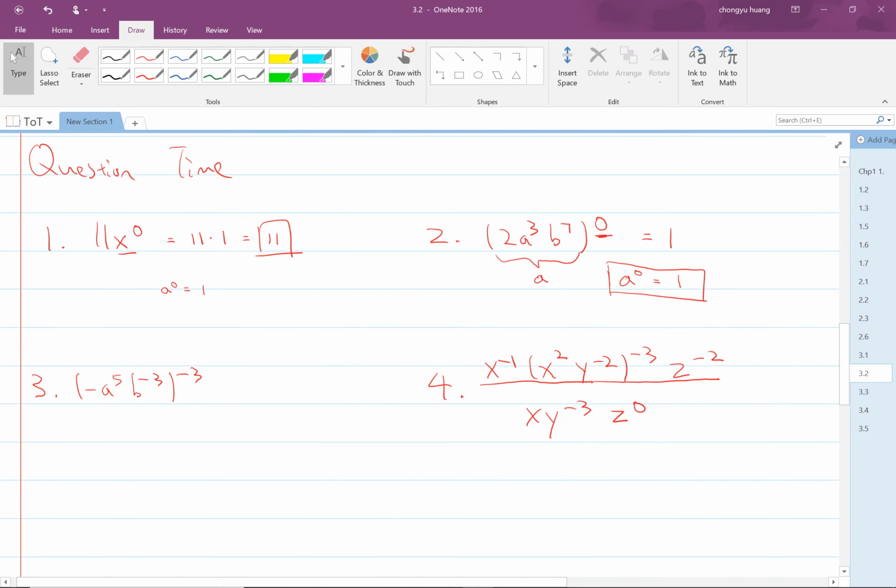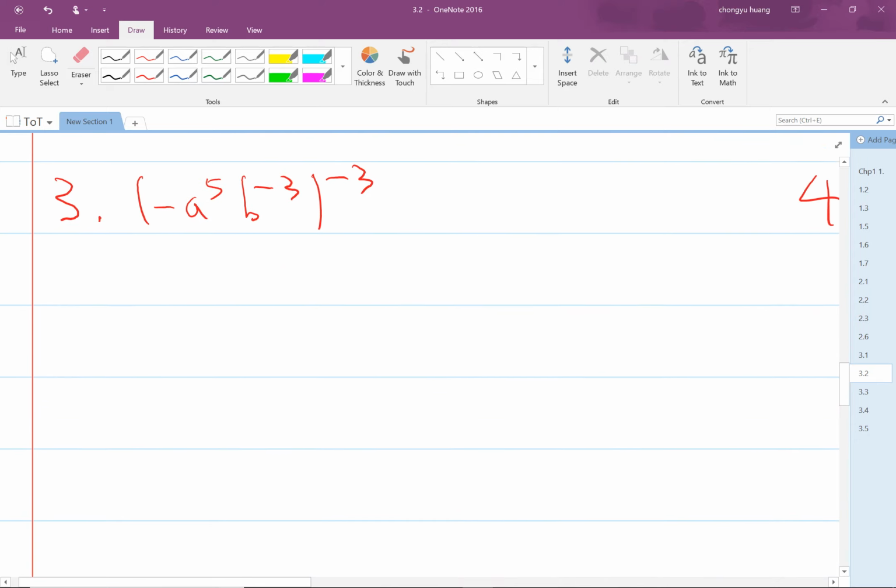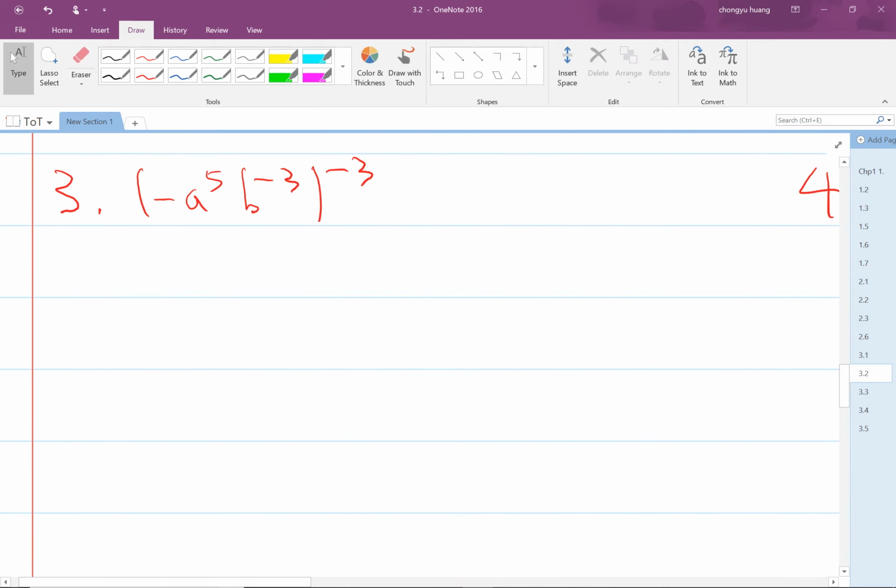So let's move into question 3. All right, so maybe when you look at question 3, you feel like, oh, it's quite difficult, right? It's because there's too many things going on inside. When you look at it, you see there's a -3, a negative, and there's a -3 outside, and those are all exponents. So let me show you how to easily solve this question.